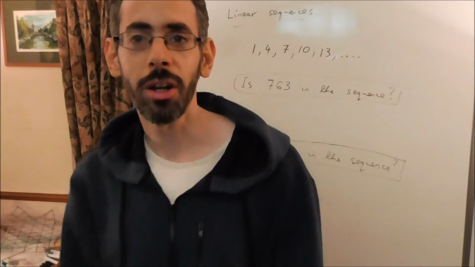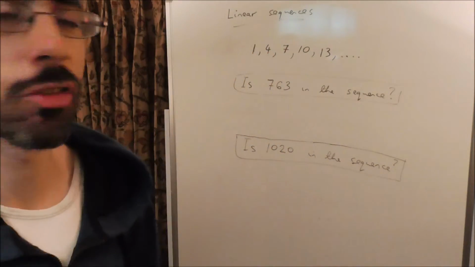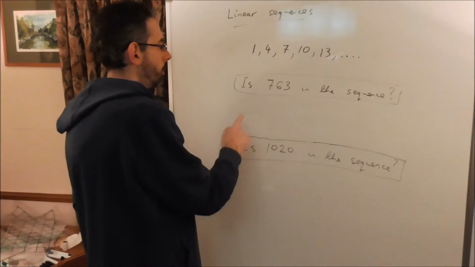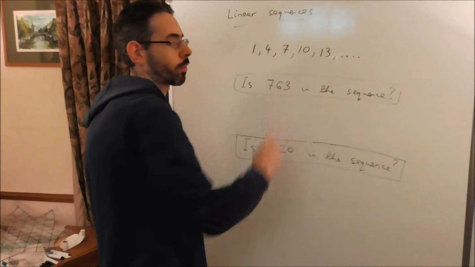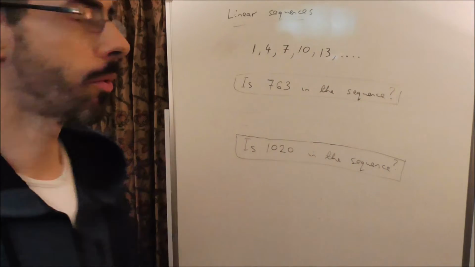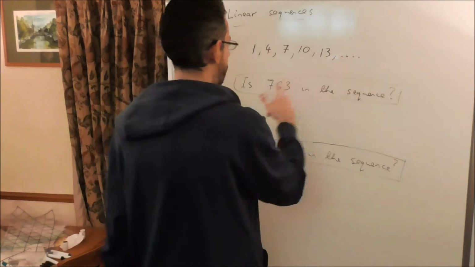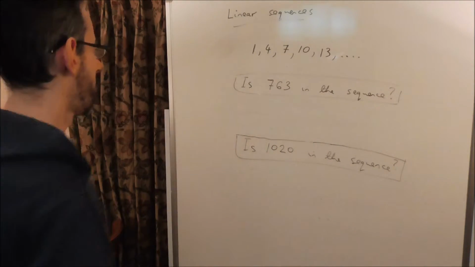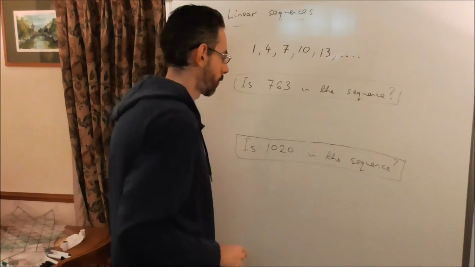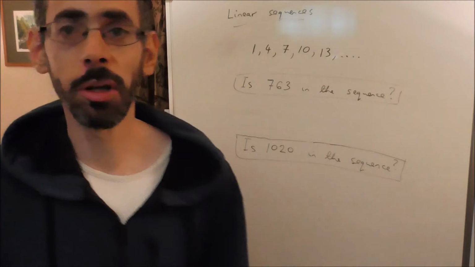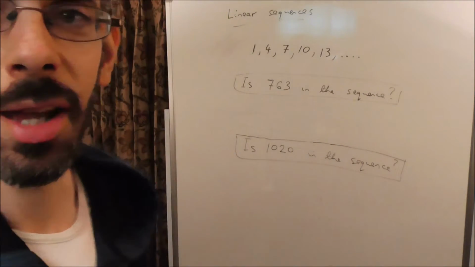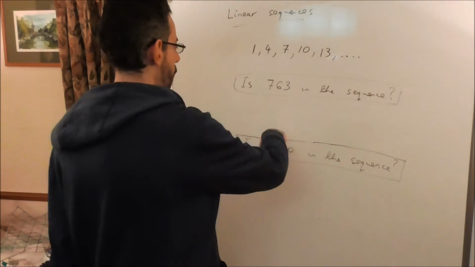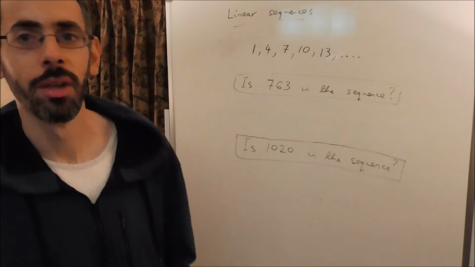Right, let's finish off with a slightly harder question now. So I've got a sequence here, 1, 4, 7, 10, 13 and so on. And the question is, is 763 in the sequence? So in other words, if I carry on far enough, will 763 appear in the sequence? And also, is 1020 in the sequence as well? So what I'm going to do is find the nth term formula for the sequence, and that will help me to decide whether these numbers are in the sequence or not.